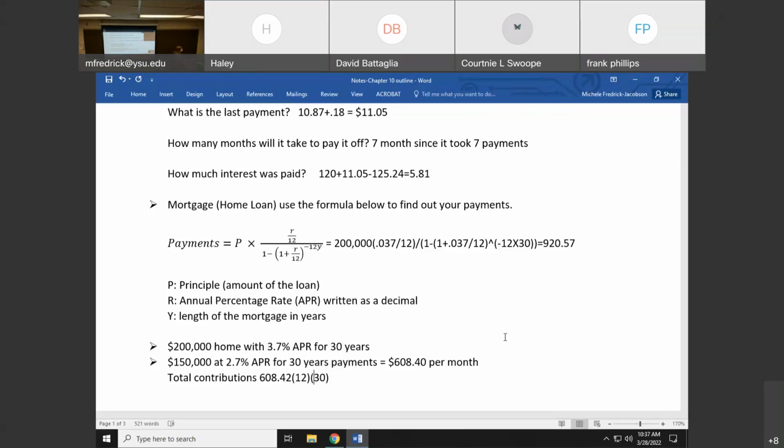How much do we pay? A lot. 219,000. So we're paying $219,031.20.